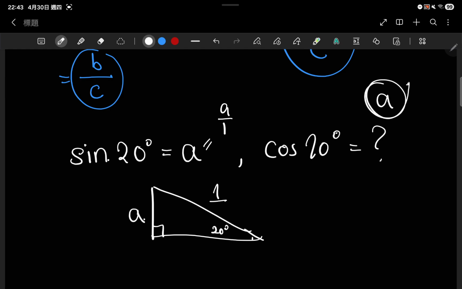So what is cosine 70 degree? This angle is 70 degree, right? Because 90 degree minus 20 degrees is 70. And for cosine, the longest side is also 1, and for cosine we're fixing the adjacent side. It's not the opposite side. So a is here. The adjacent side is a, right? It's not this one. So same, a.